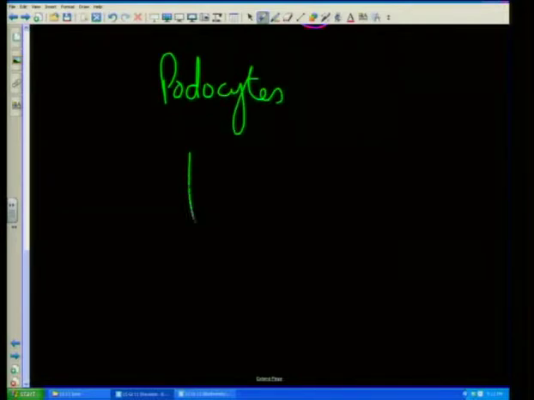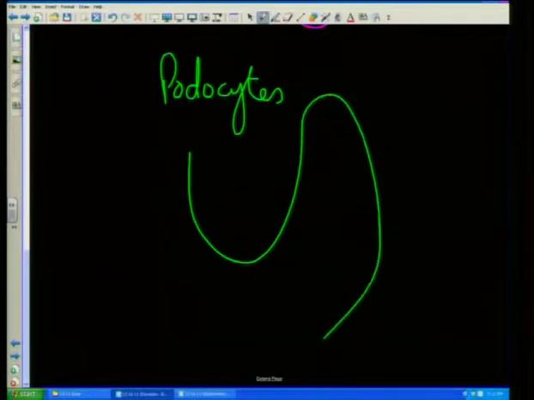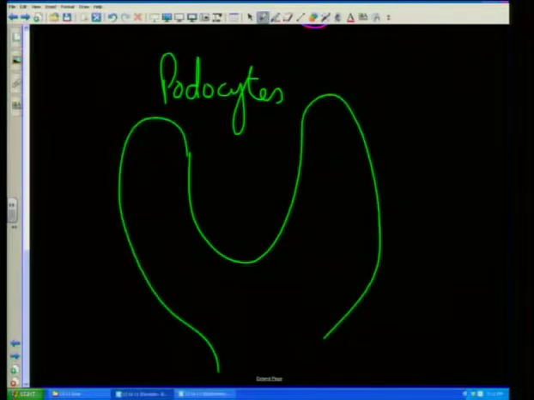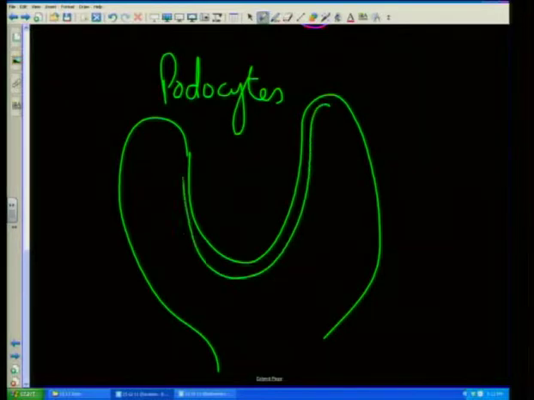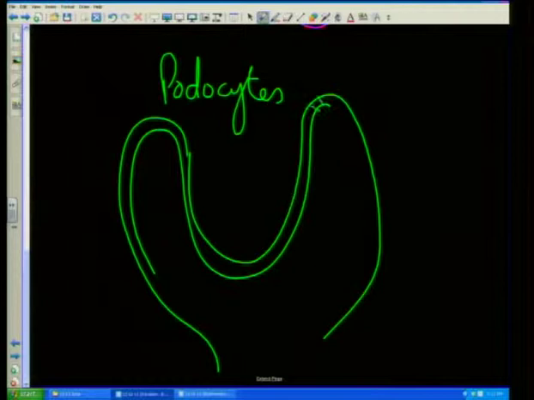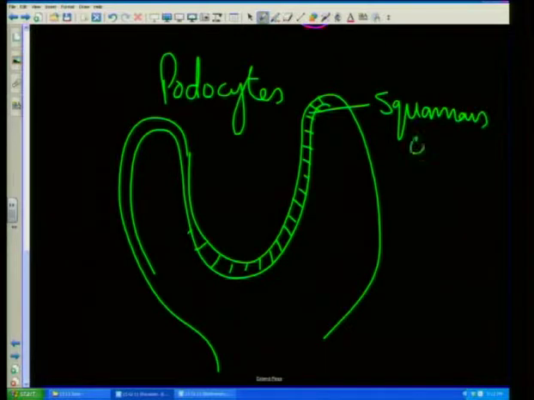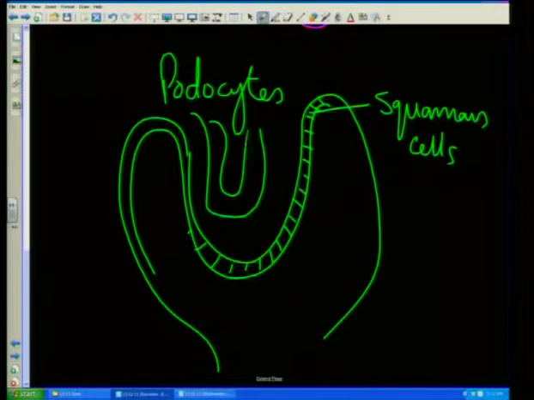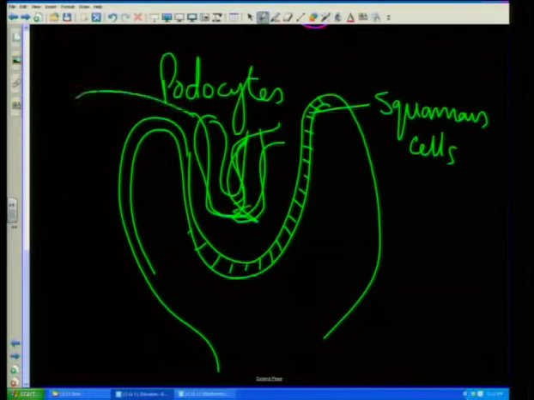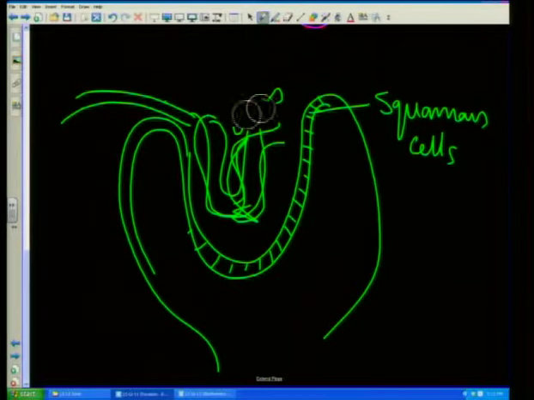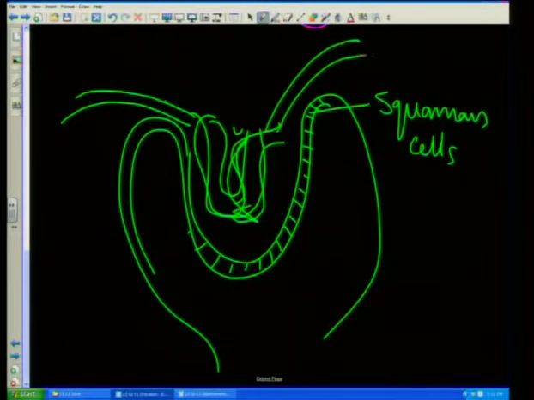Now, if I look at the inner lining of the Bowman's capsule, the Bowman's capsule is made up of cells, one layer of cells, because remember we're going to have absorption and diffusion here. It's made up of one layer of squamous cells. Okay? And then sitting between the glomerulus, remember here's the glomerulus with all its capillaries, and the afferent arteriole, and we have the efferent arteriole, which is slightly thinner, which creates pressure for pressure filtration.